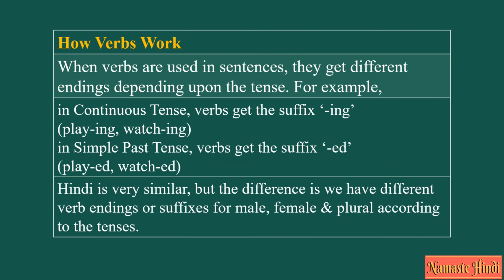How verbs work. When verbs are used in a sentence, they get different endings depending upon the tense. For example, in continuous tense, verbs get the suffix ing: playing, watching. In simple past tense, verbs get the suffix ed: played, watched. Hindi is very similar, but the difference is that we have different verb endings or suffixes for male, female, and plural according to the tenses.